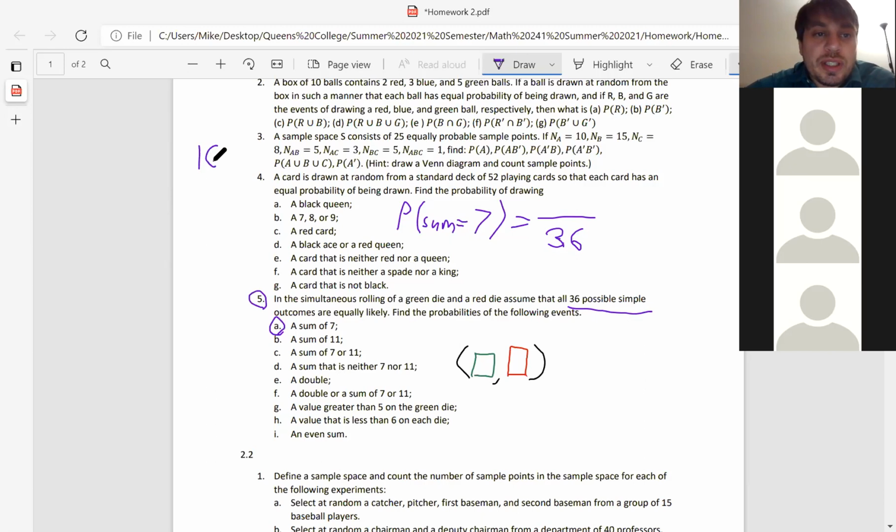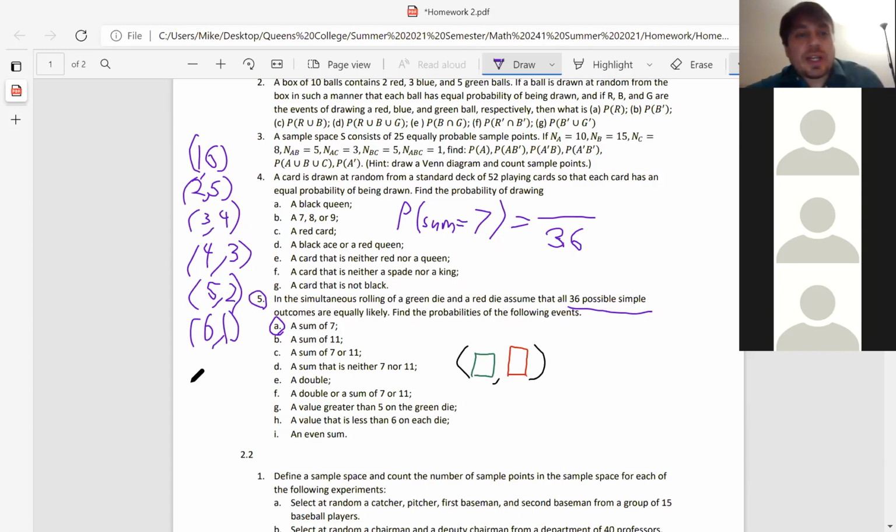Well, you could have 1 plus 6. You have 2 plus 5. This is ordered pairs. So you have a 1, then a 6; 2, then a 5; 3, then a 4; 4, then a 3; 5, then a 2; and then a 6, then a 1. Okay, so you have 6 possible ways to get a sum of 7. So that's 6 over 36, which is 1 over 6.